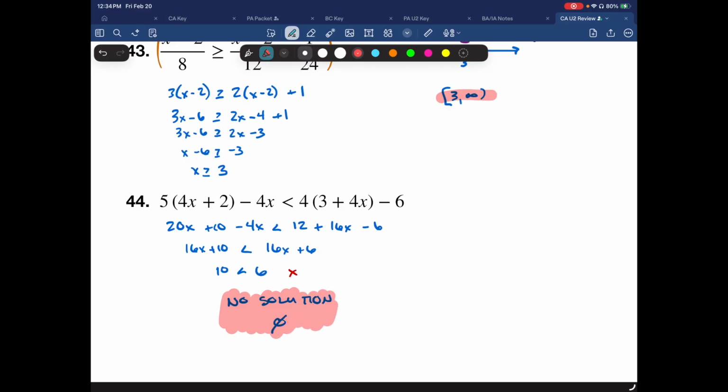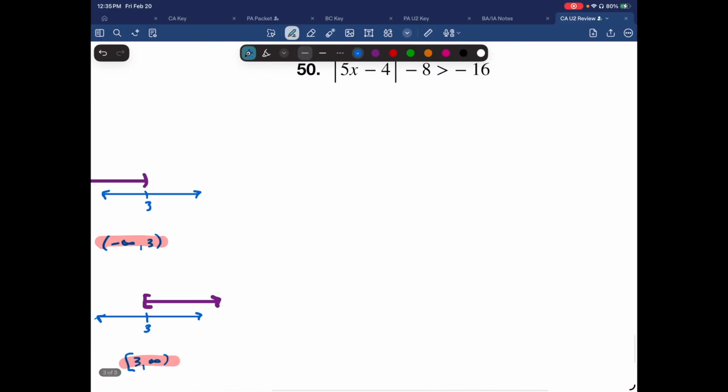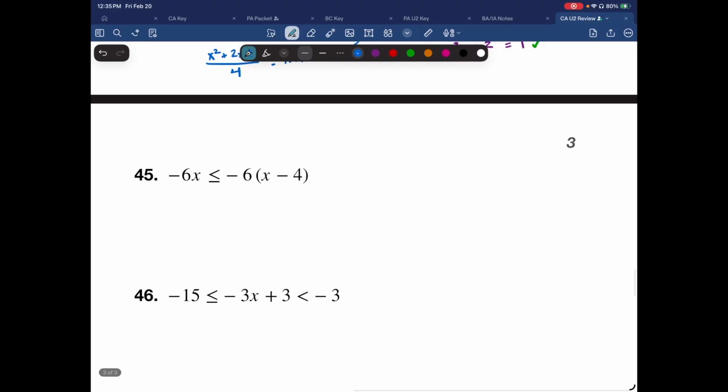Okay, 45. All right, here we got negative 6x less than or equal to negative 6x plus 24. You move the 6x over and you get 0 less than or equal to 24. That is true. All right, so the x's are gone. So this means that all numbers work. So that's all real numbers. You can spell it out like so.